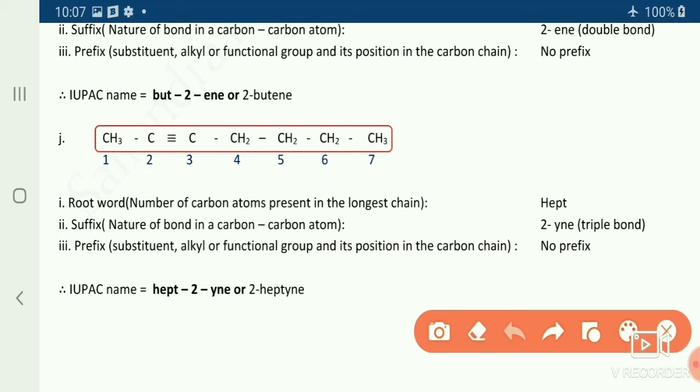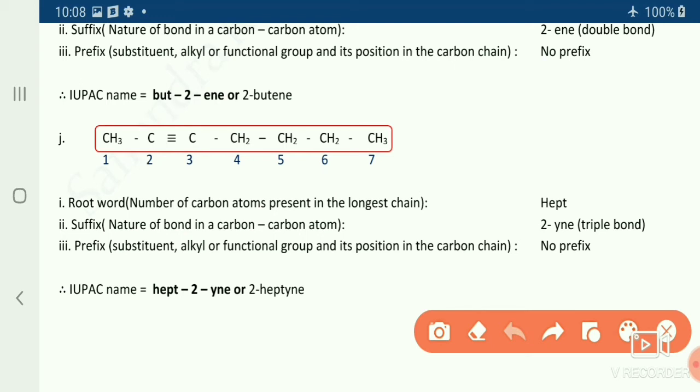In suffix we have to see the functional group which is present here. Triple bond means yne. What is the position? Position is 2, because from left to right it is getting a smaller number. We cannot go from this side. Why? Because from here you see 1 2 3 4 5, it will get 5, which is a bigger number. We cannot make that mistake.